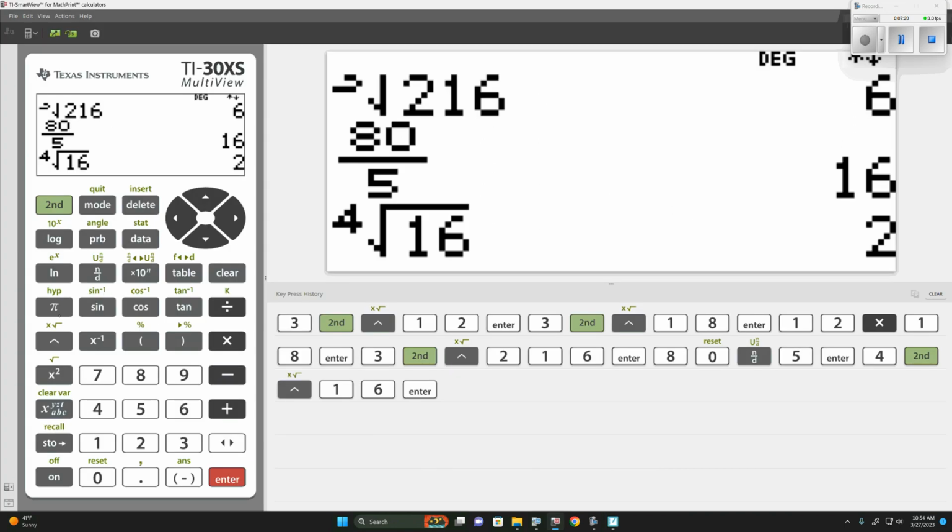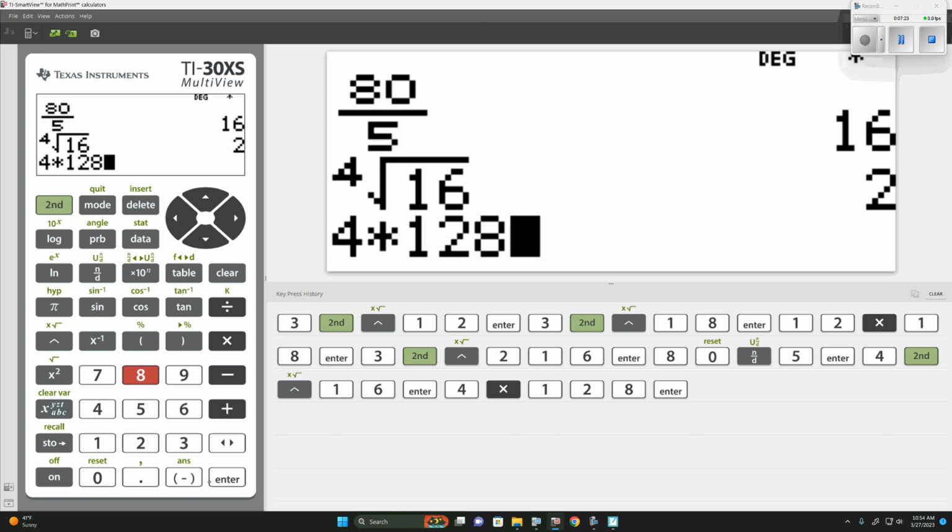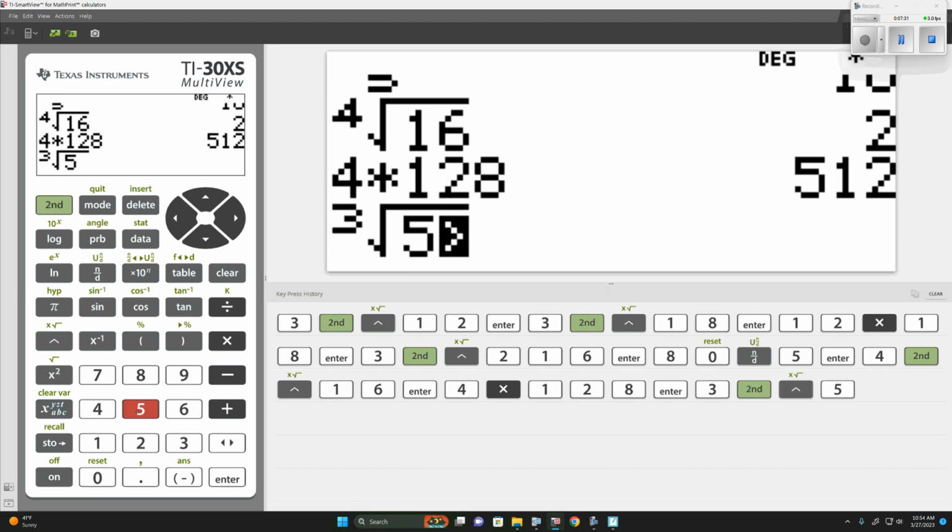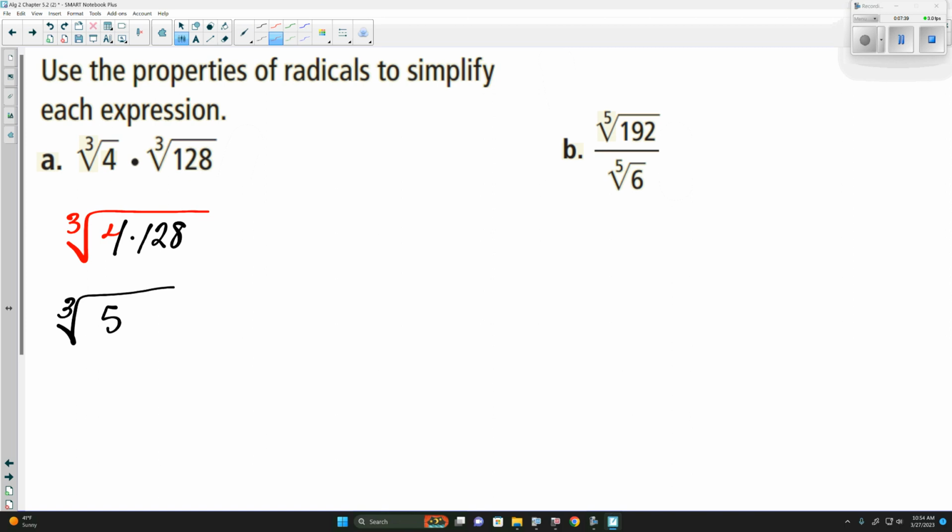Now in the calculator we can do 4 times 128, which is 512. Now we can see if we can take the cubed root of 512, and it is 8. So the cubed root of 4 times the cubed root of 128 is 8. And the reason the calculator worked well for this here is because the cubed root of 512 was a nice number. Questions on any of this here?